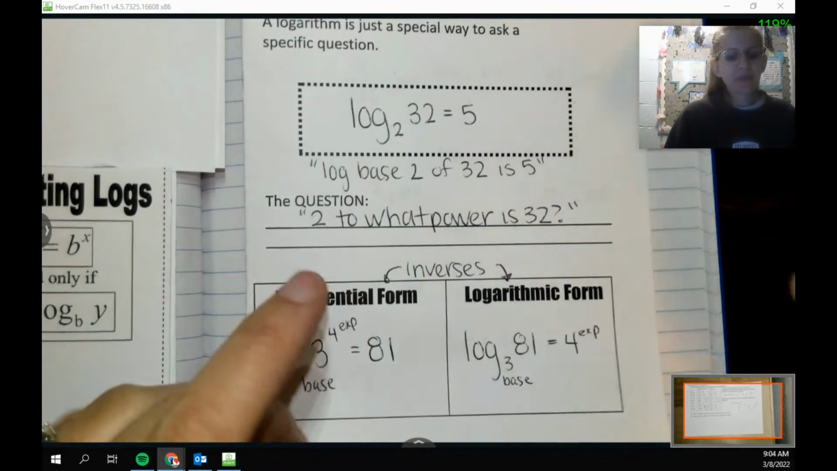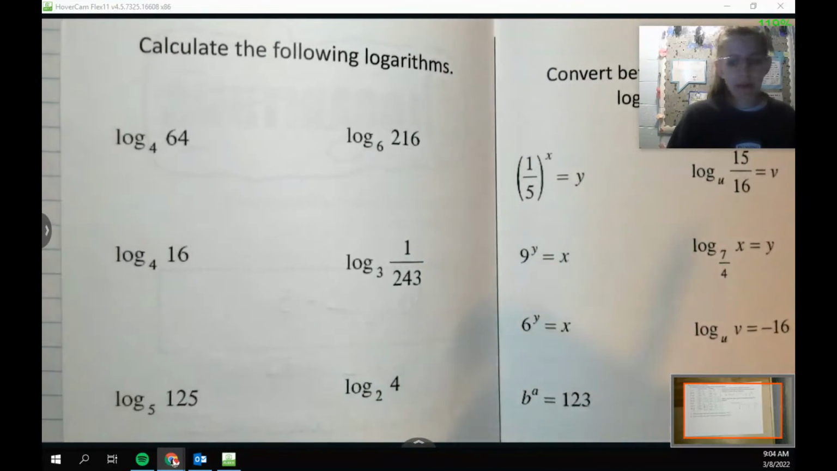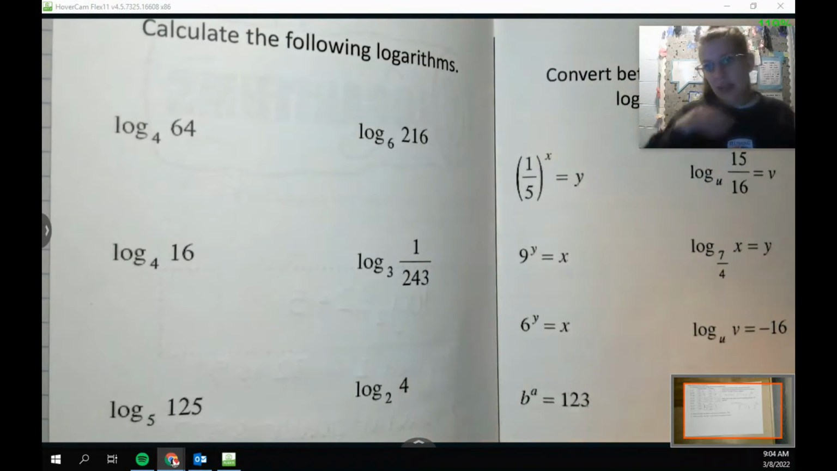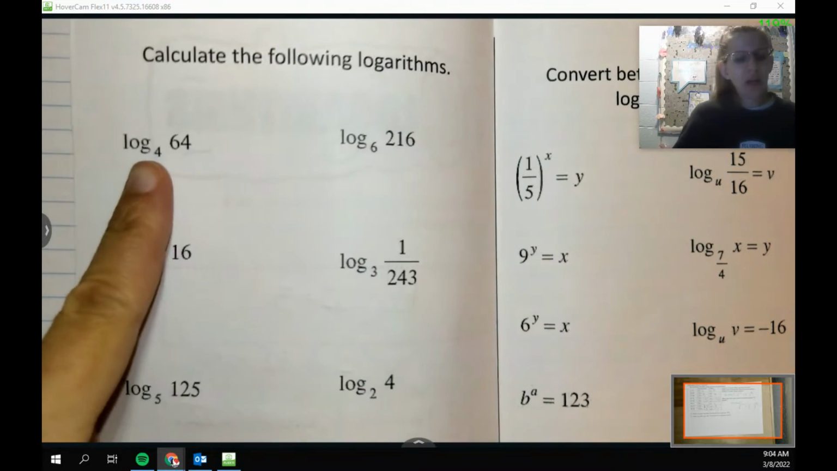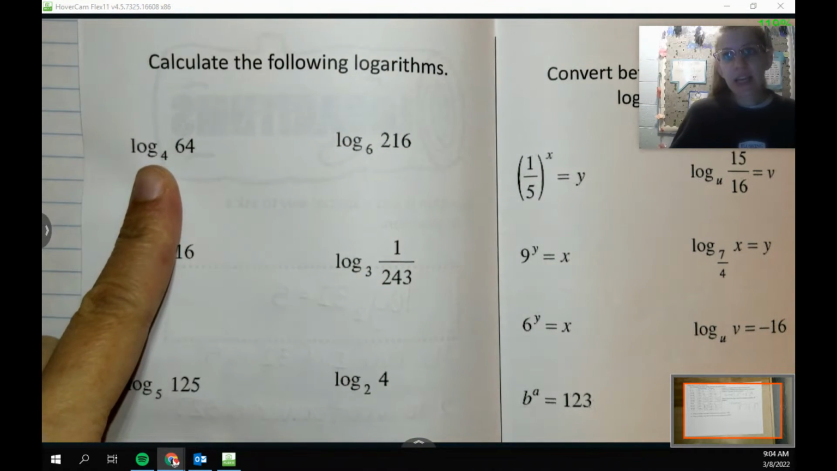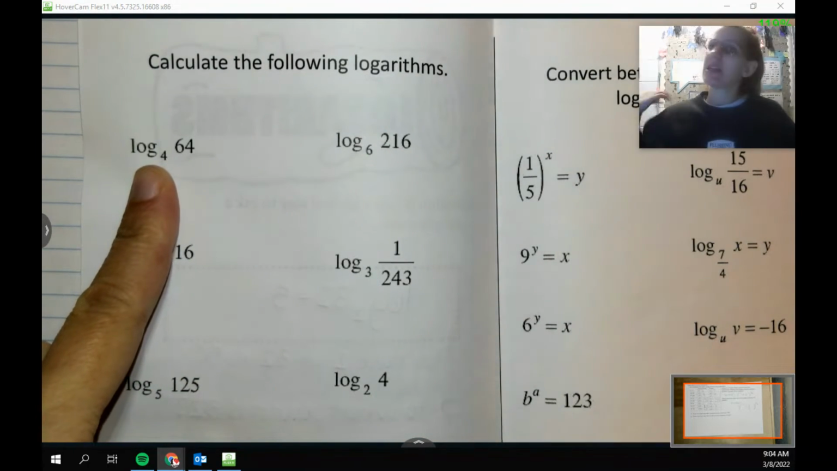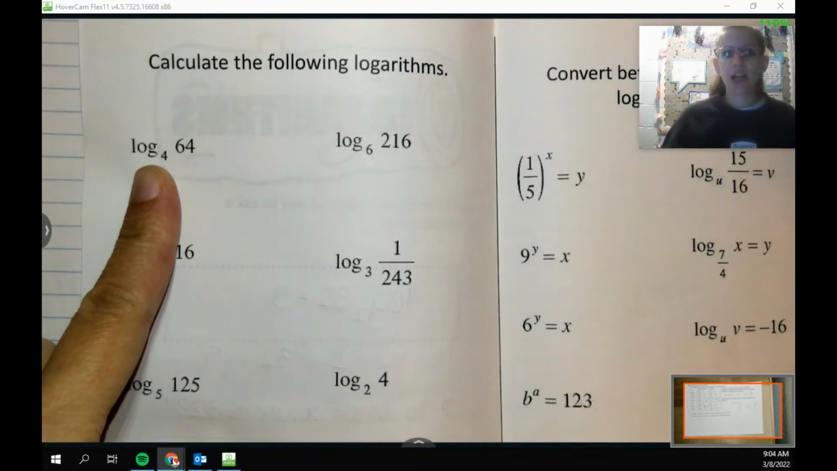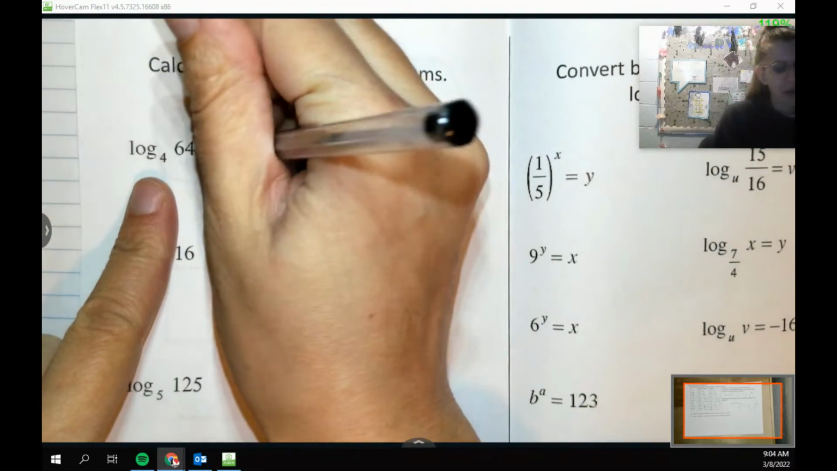So let's try this out and open some up. Two things that we want to be successful at for today are really knowing how to evaluate a logarithm and then knowing how to rewrite logarithms and exponents. So when we're evaluating, we're asking how much. So this is asking that key question: to what power is 64? Instead of saying all that though, I'm just going to say log base 4 of 64. And I think that's 3.